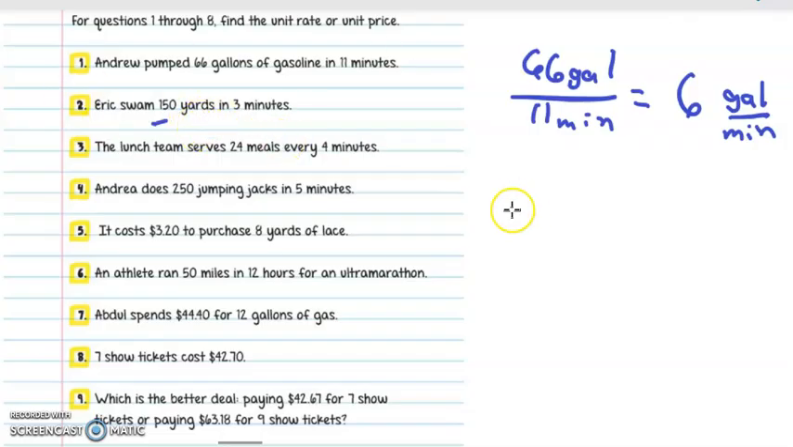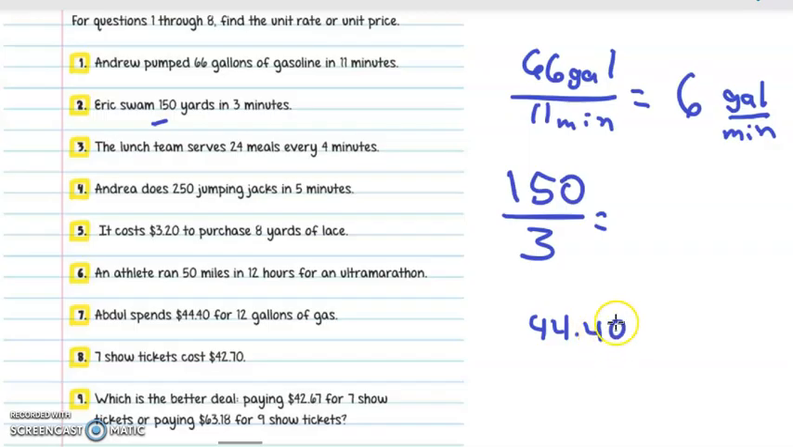Aaron swam 150 yards in 3 minutes. Well, 150 yards in 3 minutes. Do the division. Look at number 7. $44.40 for 12 gallons of gas. What is that unit rate? How much is her gas per gallon? Do the division. But just remember to write all of these as that unit rate. Don't just give me the number. I want to know it's, in this case, dollars per gallon, right? I want to know that unit rate.